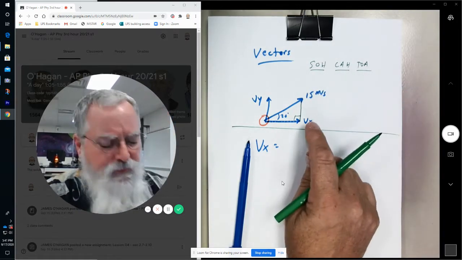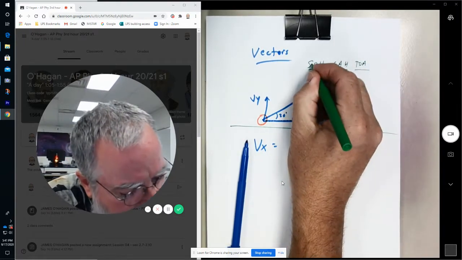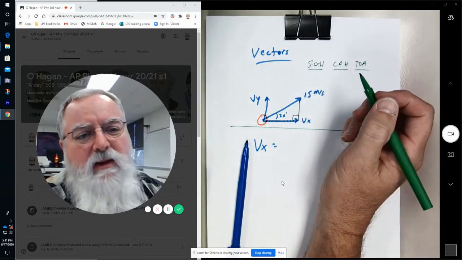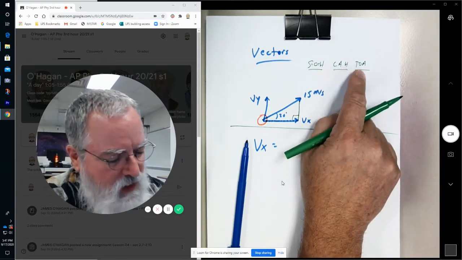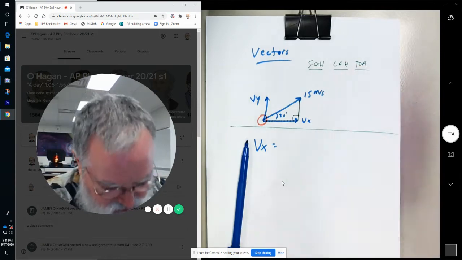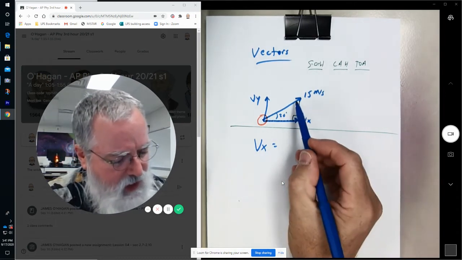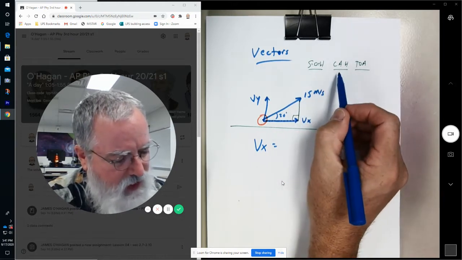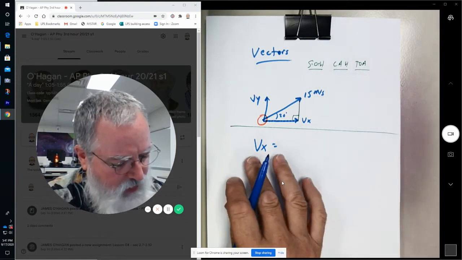All right, so which one of these? Remember, sine equals the opposite side divided by the hypotenuse. Cosine is the adjacent side divided by the hypotenuse. And TOA is tangent of the angle is the opposite side divided by the adjacent side. So here we go. Which one of those is going to help us solve this? We have a hypotenuse and we're looking for an adjacent side. Hypotenuse and adjacent side, that looks like it's going to be cosine.